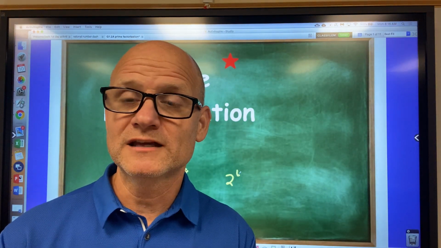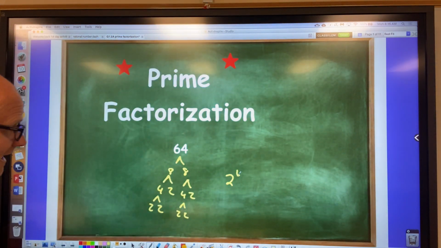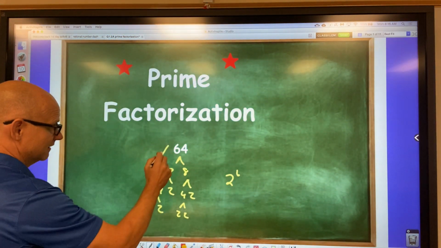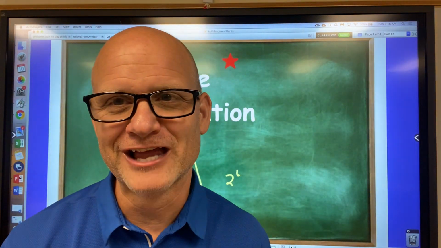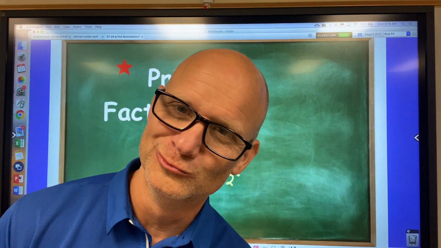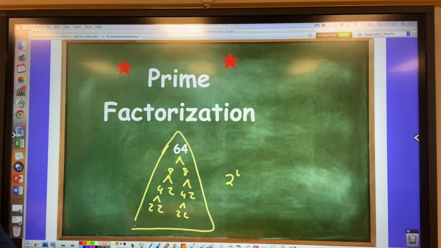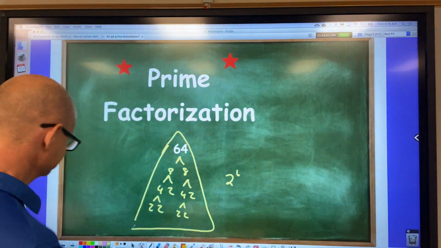But some people, when they think of prime factorization, they think of what does that look like? A Christmas tree. Oh, isn't that nice? Okay, so anyway, I digress. Let's move on.